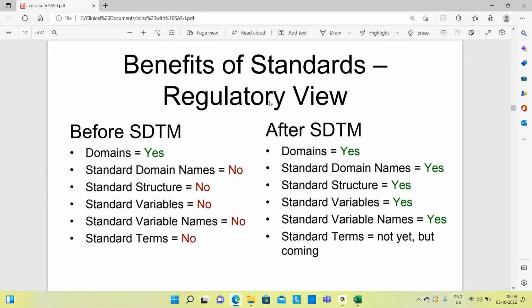So here, if you see, the data is collected with respect to standard domains. Standard domain names, no, before SDTM. But after SDTM, yes. Standard structure, no, but now we have standard structure in SDTM. Standard variable names, no, but now yes. Standard terms, no, now it is yes. Here it was written as not yet but coming, but now it has come.